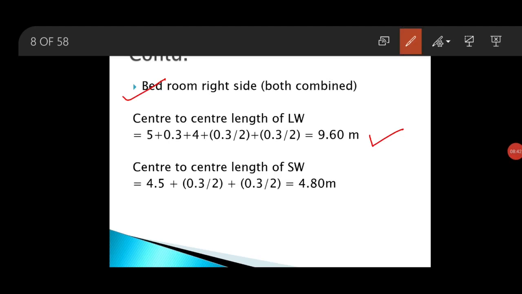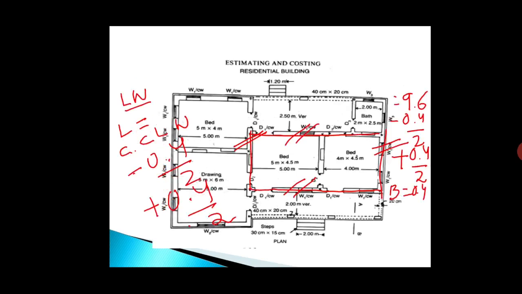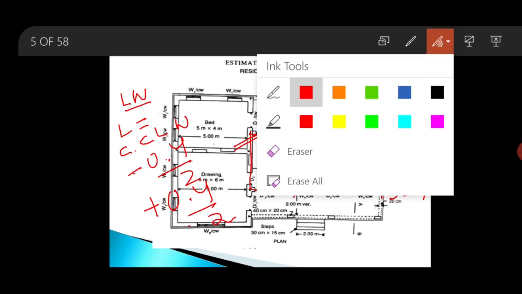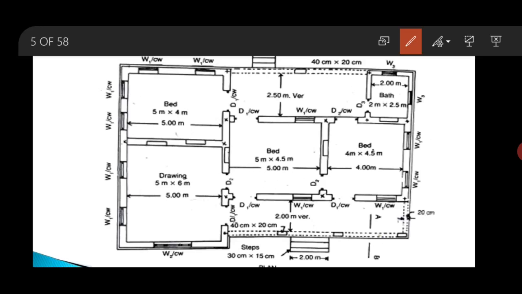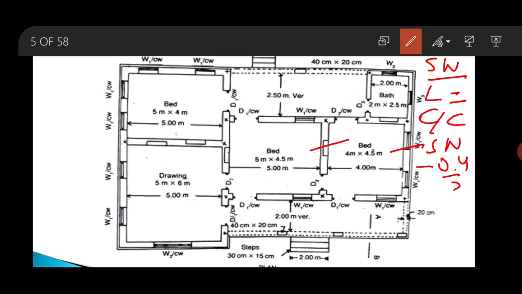So see, the center to center length of the short wall for the second part is 4.80 meter. These two are the short wall. In order to get the length along the short wall from the center to center length of the short wall, we have to subtract half of the width of the DPC from both the sides. Clear?